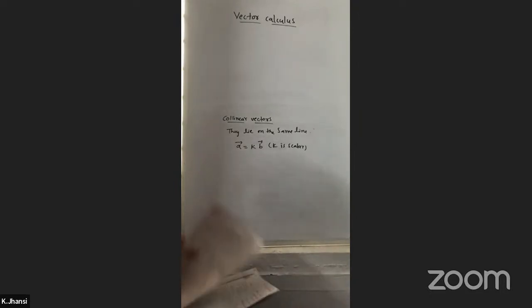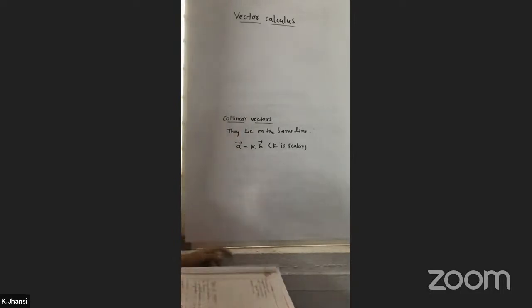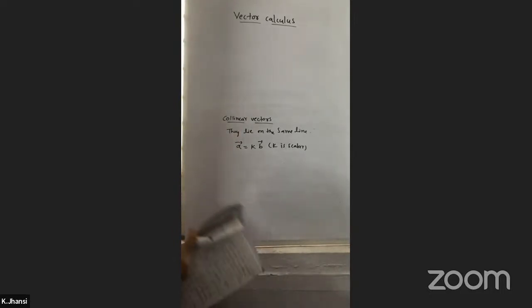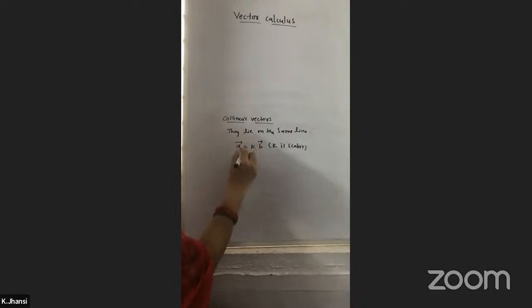vectors. Any two vectors are always coplanar. That means they lie in a certain plane, in any plane. So these two vectors lie in that plane. Such vectors are called coplanar vectors. If they lie on the same line, somewhere here vector A and vector B, with some direction like this, then we call them collinear vectors.